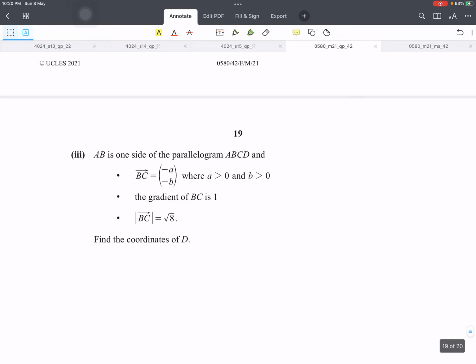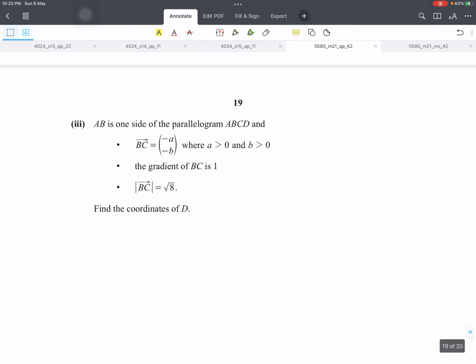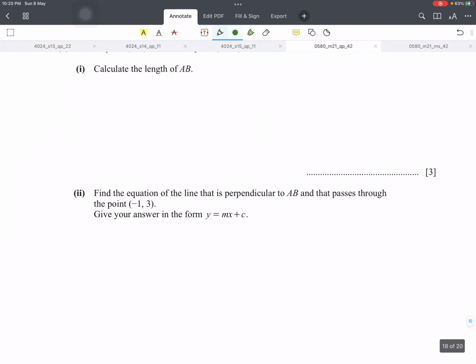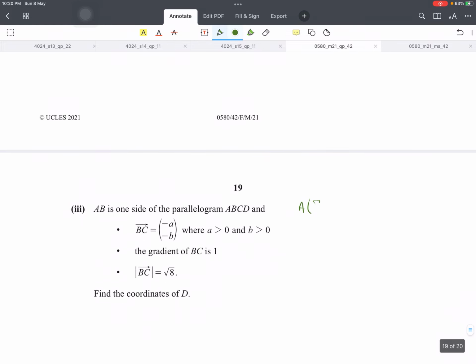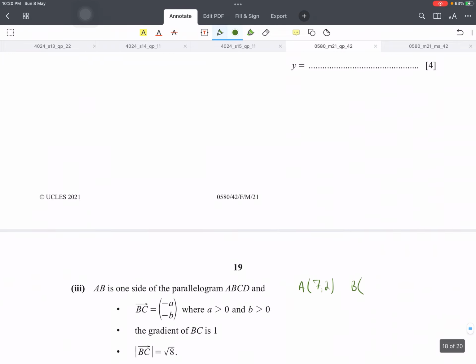Okay, so it says AB is one side of the parallelogram ABCD. Now bear in mind that in the question we are given the coordinates of A. So the coordinates of A are 7 comma 2, and the coordinates of B are minus 5 comma 8.